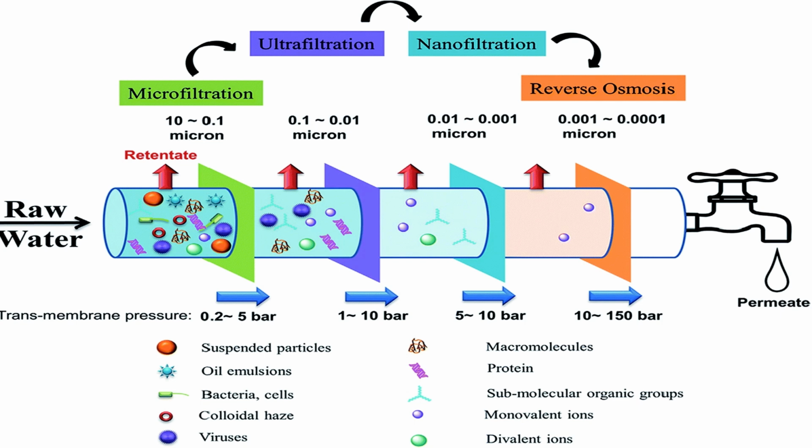So in this picture, the raw water, as it enters into the bar, is impure, composed of suspended particles, oil emulsions, bacterial cells, colloidal haze, divalent ions, monovalent ions, macromolecules, protein, submolecular organic groups, viruses. As it passes through the transmembrane filters, it keeps on getting cleaner and cleaner until we get potable water.